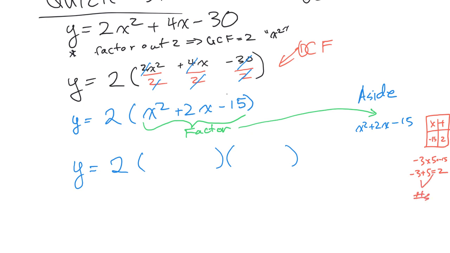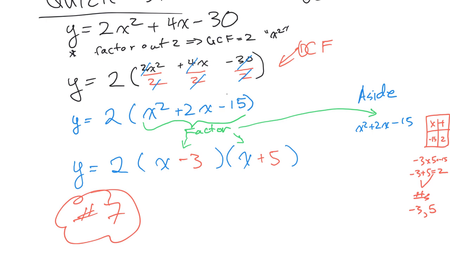So the numbers are negative 3 and 5. So this green part here literally factors into these 2 things, and we end up with x and x, and then we have our minus 3 and our plus 5. So this is how you go and factor questions number 7 in our lesson. Okay, good to go.